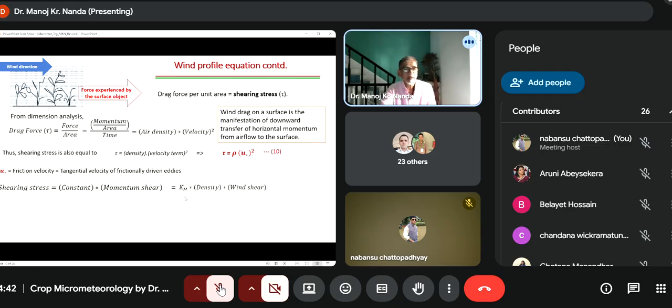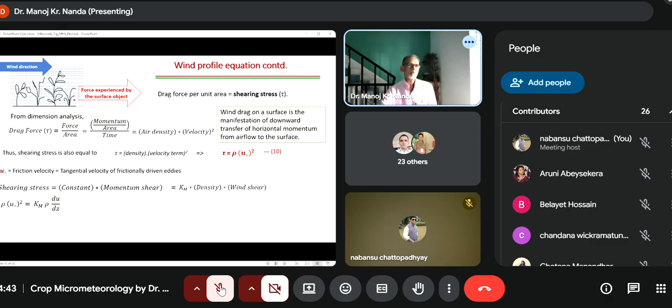So we can define it this way: shearing stress equals Km, the constant of proportionality, into density into wind shear. If you see the mathematical derivation, it's easy. This part is the shearing stress, this is the constant of proportionality, this is density, and this is the wind profile change, wind shear, you can say, the change in wind speed with respect to height. So this is the basic equation on which the transfer process runs. I mean, momentum is transferred from the surface to the bottom.